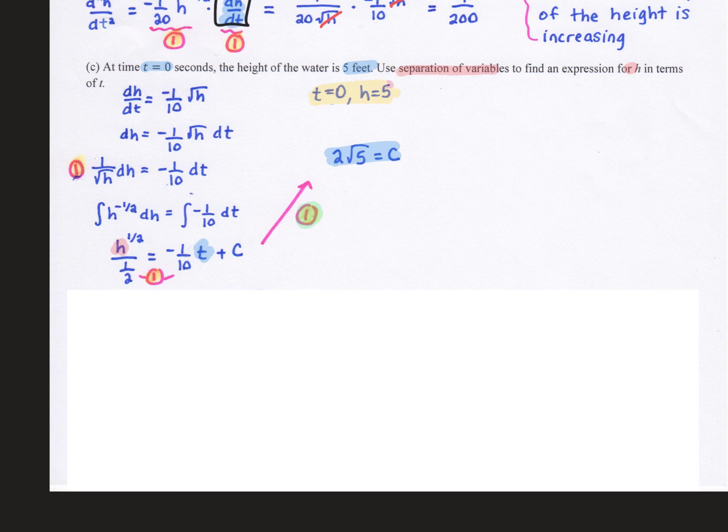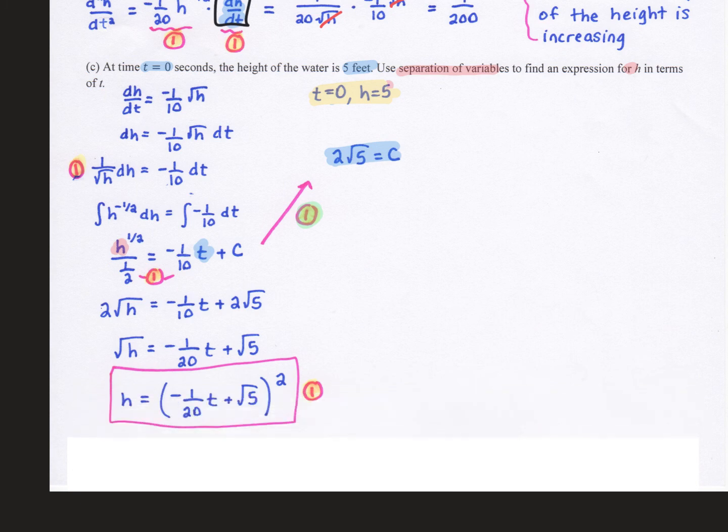Let's pull our value of c into our equation. And our last move is just to solve for the h. So we're going to divide everybody by 2. And then square both sides to cancel out that square rooting. And that final equation for h is what your 9th point is.